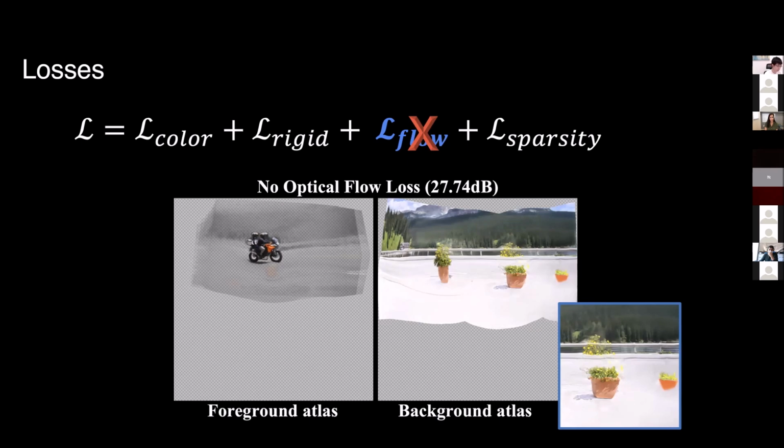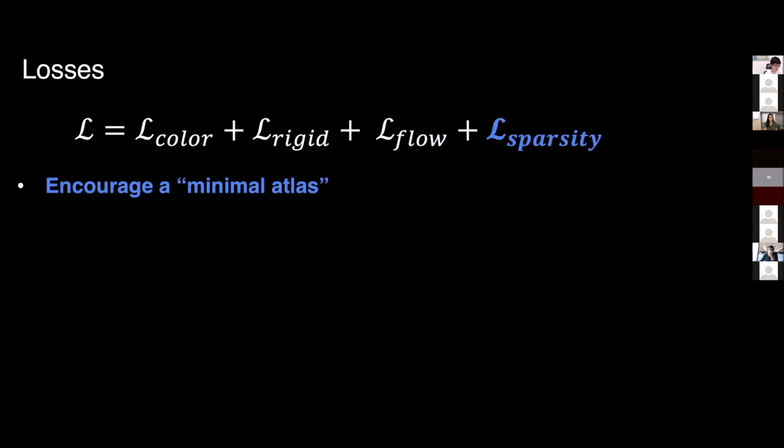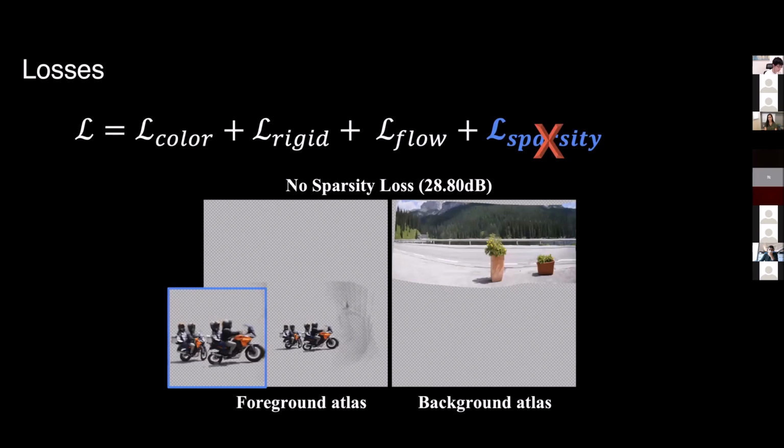The problem is that we don't have optical flow for all the pixels in the video. Some pixels won't have valid optical flow. In order to prevent duplication in the atlas domain and deal with those points where we don't have supervision, we also have a sparsity loss that encourages a minimal alpha atlas. Without this loss, you can see that we might get duplication, like we get two motorbikes here in this example, and the sparsity loss encourages a minimal atlas.